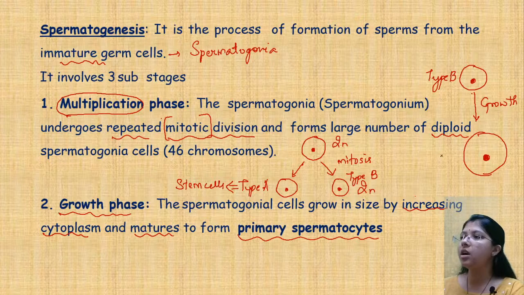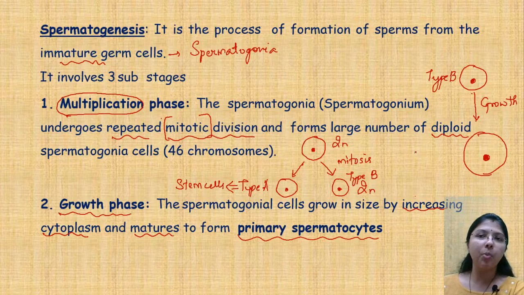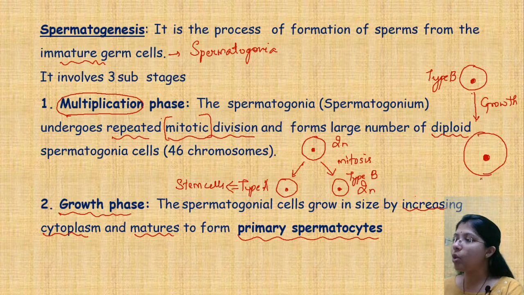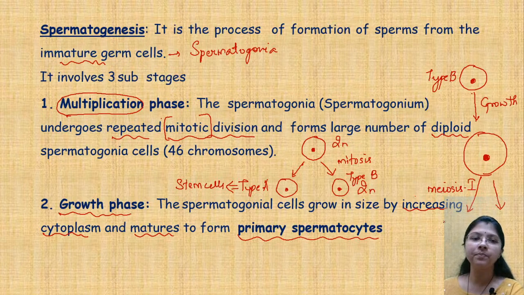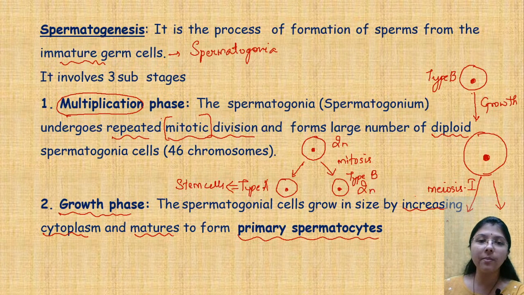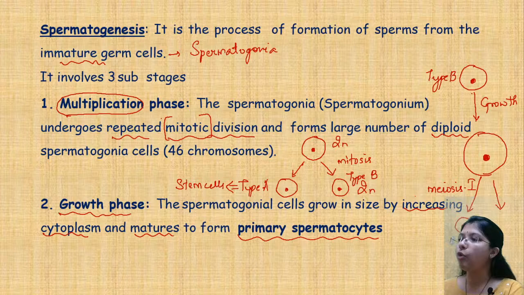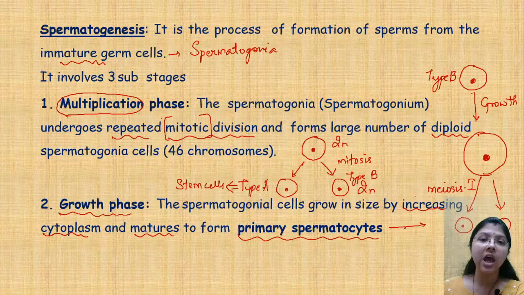So what is happening here? Let us consider this to be the type B cell. So this is the completely grown spermatogonia cell. Now this is going to divide further by the reductional division, that is meiosis 1. And when the spermatogonia is going to divide by meiosis 1, two cells will be formed further, which are called the primary spermatocytes. What are they called? Primary spermatocytes. I'll show the figure here.